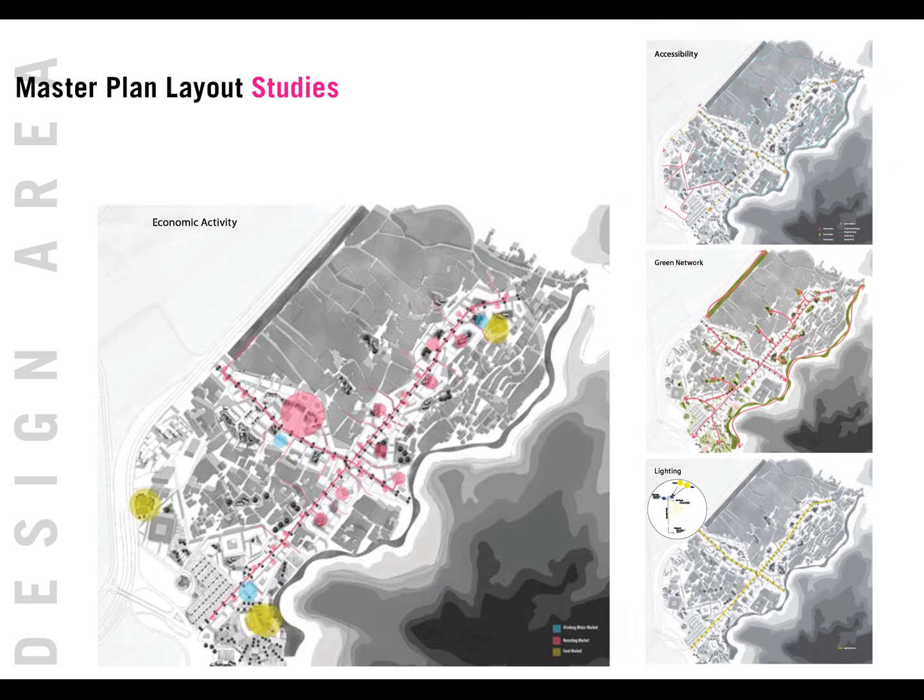Other layout studies were also diagrammed in order to understand and demonstrate the different aspects of the vision, such as accessibility, a comprehensive green and economic network, and a lighting strategy to provide safety and security, where I'm proposing the usage of street lighting powered by solar energy to reduce power consumption.